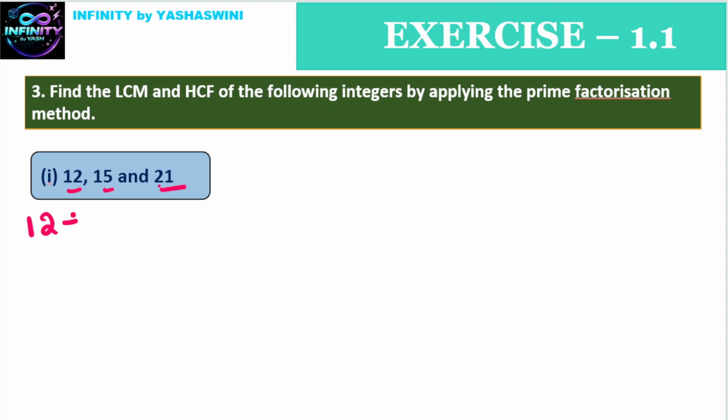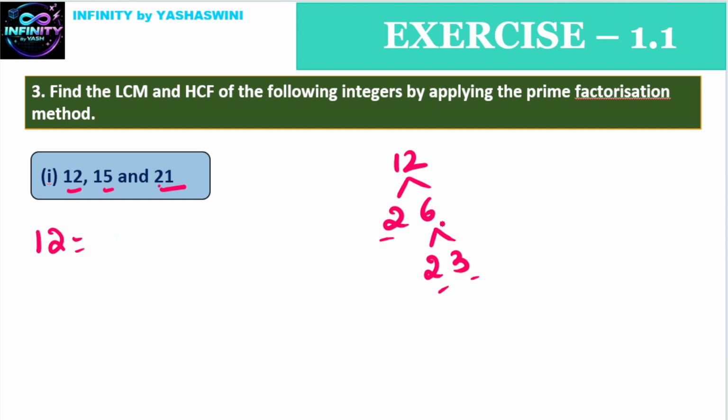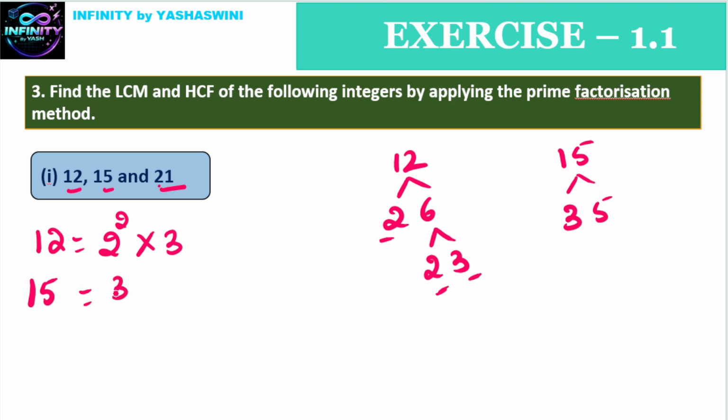First, find the factors of 12. You know that 12 can be written as 2 times 6. Again, 6 can be written as 2 times 3. So 2 comes how many times? 2 times, right? So 2 to the power 2 into 3 comes 1 time. So 3. Now 15. How to express 15? It is easy. 3 times 5 is 15. So 3 into 5. Then 21. How to express 21? 3 times 7 is 21.